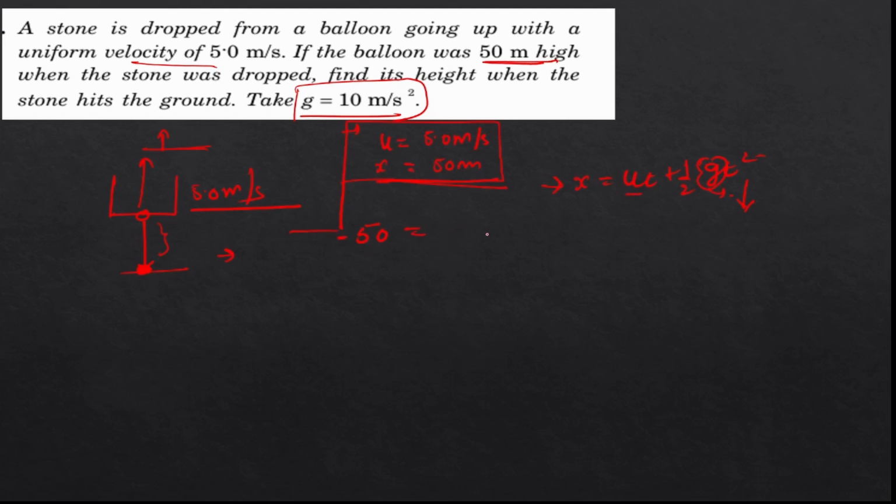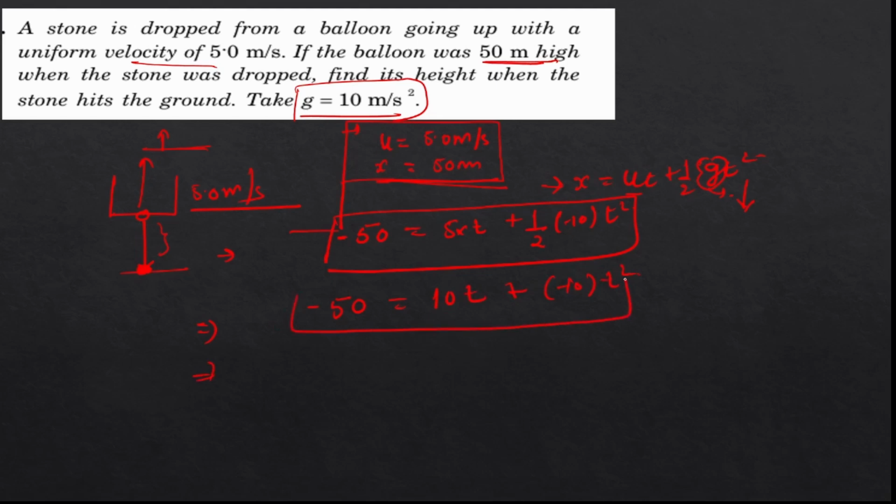and the initial velocity is 5 meter per second, plus half g t square. From here we can find the value of t, as it becomes a quadratic equation, and you will get a plus or minus solution. You need to solve this quadratic equation and you will find the time at which the stone will hit the ground. By solving this I get the time, which is 3.7 second.